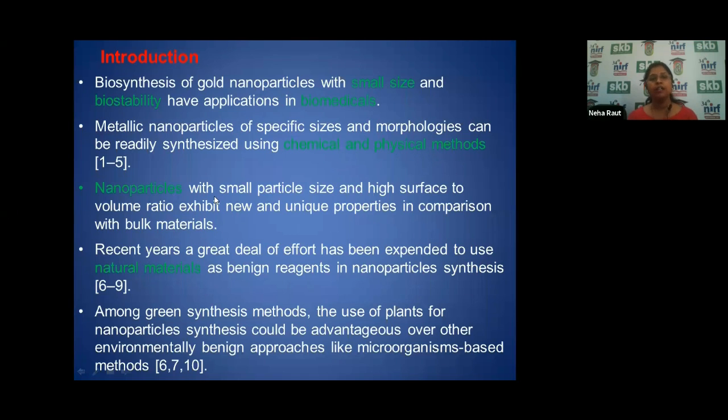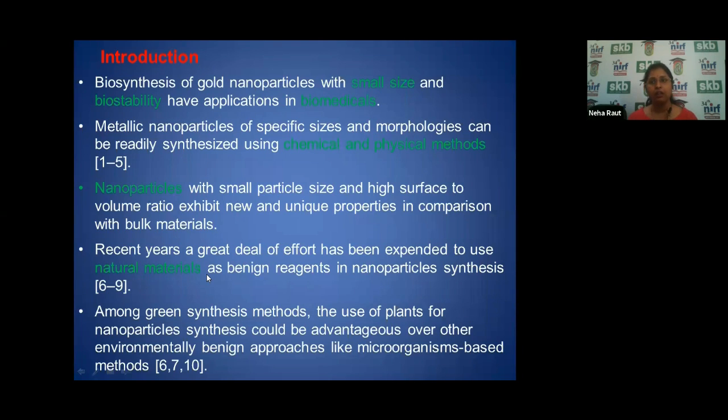In this, nanoparticles with a small particle size and a high surface to volume ratio exhibit new and unique properties in comparison with the bulk material. We are all aware of the advantages of nanotechnology and nanoparticles. In recent years, a great deal of effort has been expended on natural materials, because we have been using natural materials for a long time, and they still have applications. They have not developed any type of resistance. They still show similar antibacterial activities.